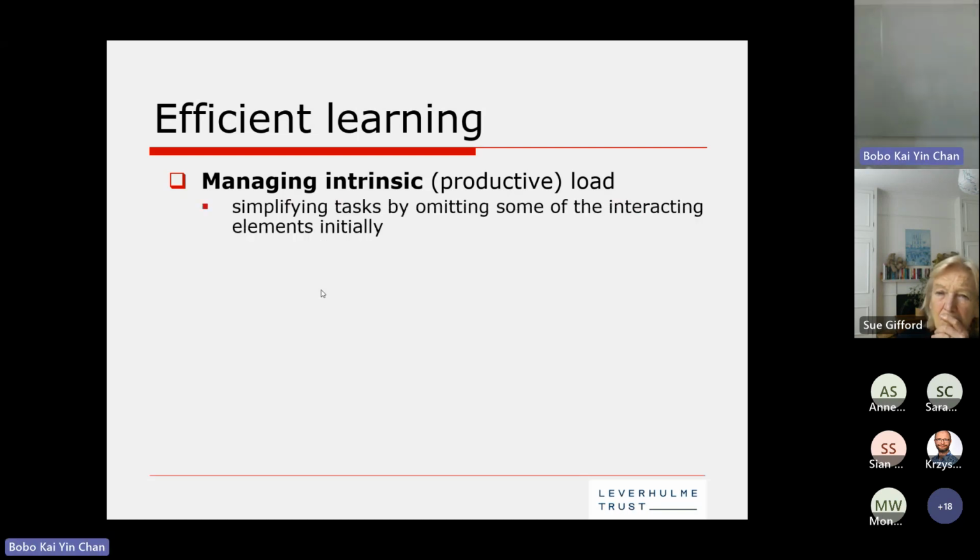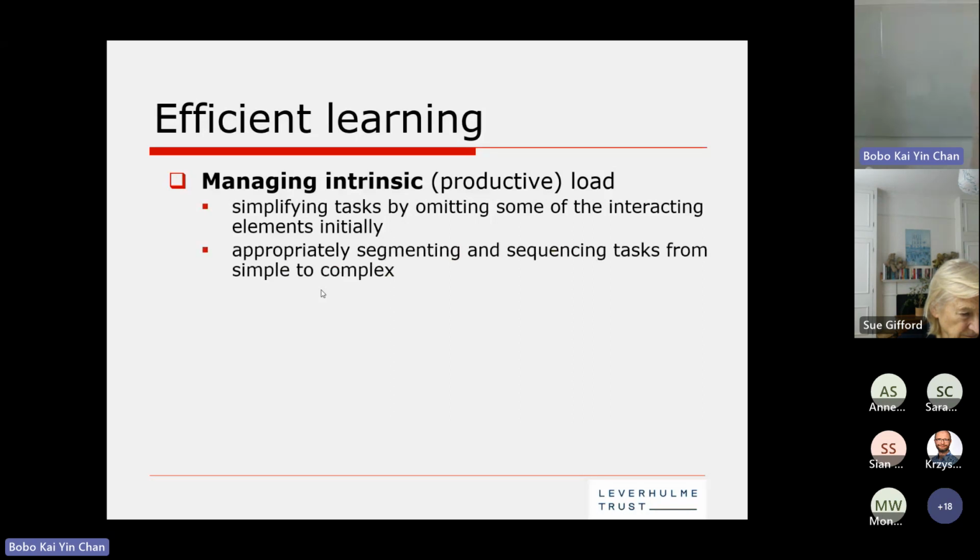And on the other side, how can we do this? There are different ways. If we need to reduce it, we can simplify the task. We can omit some of those tasks initially. We will look at some techniques shortly. Segment the task properly. So we can manage that essential intrinsic cognitive load with different techniques. Some of those techniques we all use, so it's not a specific discovery of cognitive load theory. Those techniques have been used for a long time.